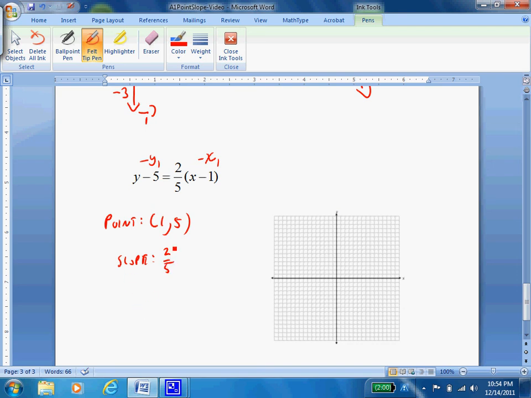So every time my y's or my rises on top. So I'll go up 2, and I will run 5. So let's put our point down at 1, 5. Let's just do a couple of our rises and runs. So up 2, over 5. 1, 2, 3, 4, 5. And then up 2 over 5. 1, 2, 3, 4, 5. Connect it.